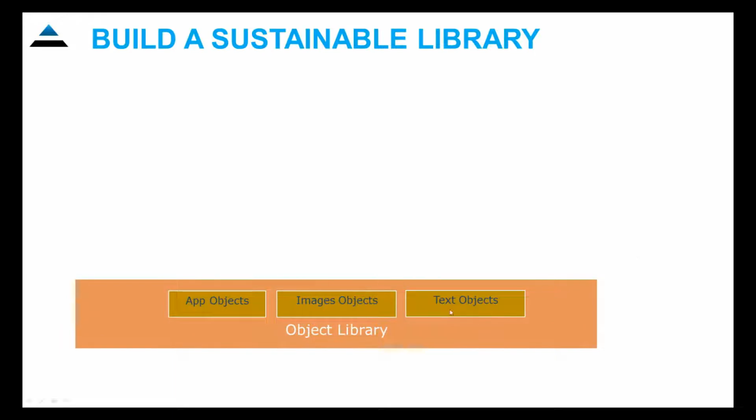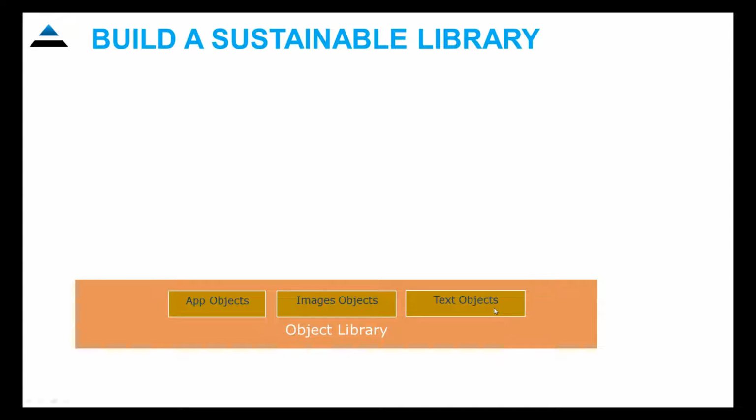Our tests are built upon a sustainable library. We create something called app objects that you're going to see in a moment. But that's not the only kind of object that we support. App objects are for real objects like push buttons and drop downs and text fields. But in some applications, there are images that you would like to see as an object. So we have a way of handling those kinds of objects as well.